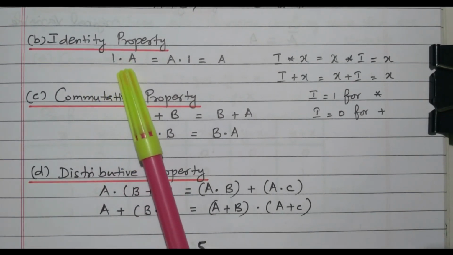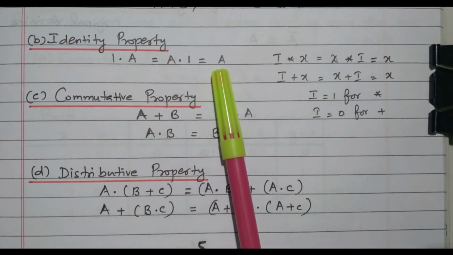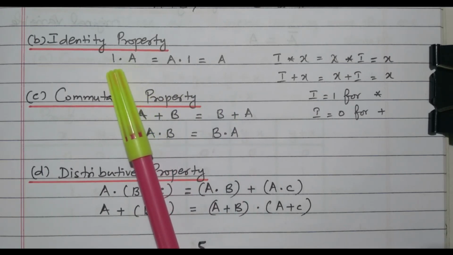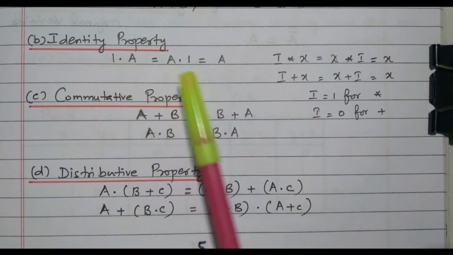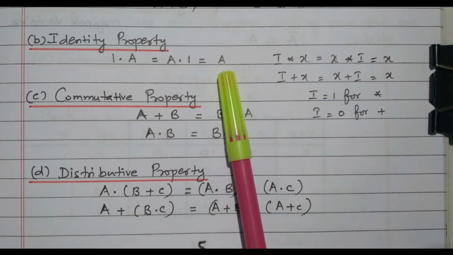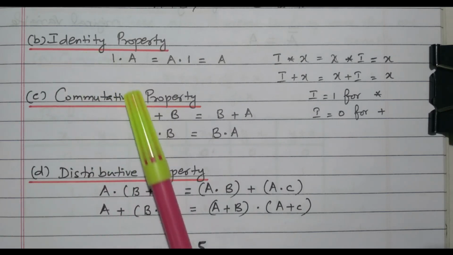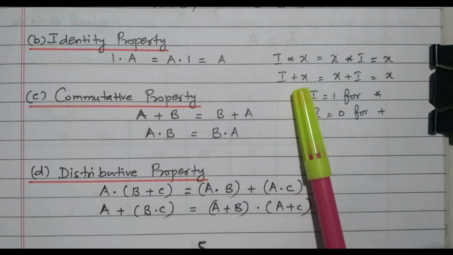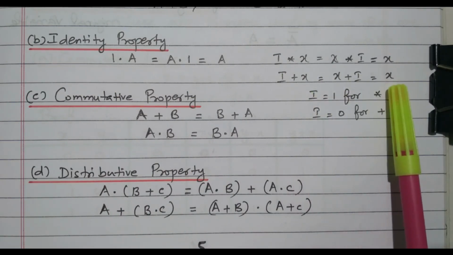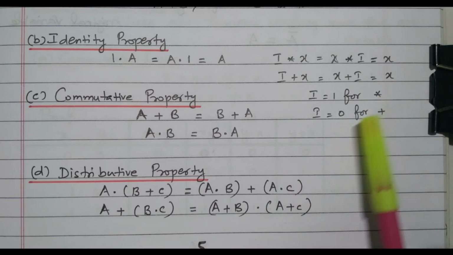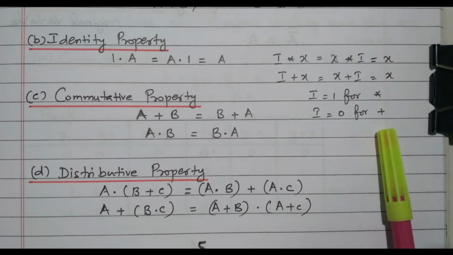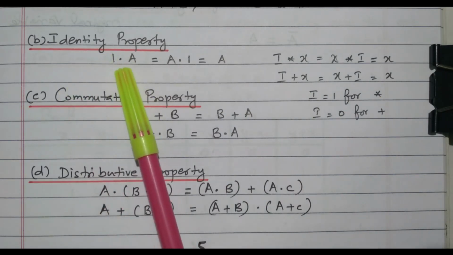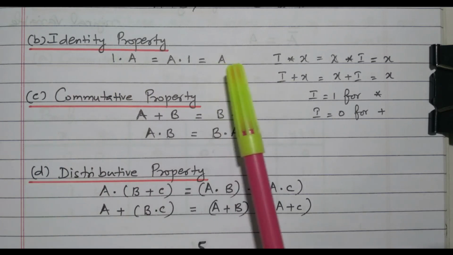Identity: 1 dot A equals A dot 1 equals A. If you multiply the variable A with 1, either 1 dot A or A dot 1, we again get the value A. So this is the identity property. I into X equals X into I equals X, and I plus X or X plus I again gives X, where I equals 1 for multiplication and I equals 0 for addition. So this is called the identity property: 1 dot A equals A dot 1 equals A.